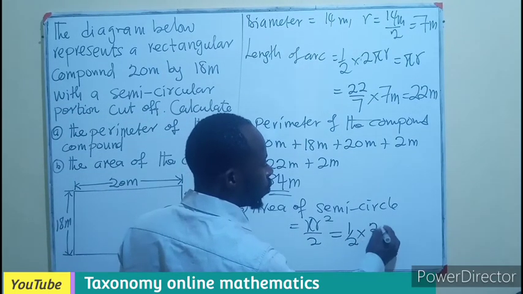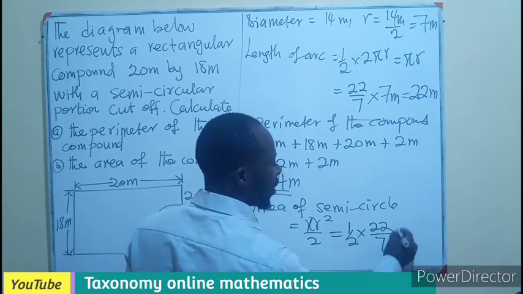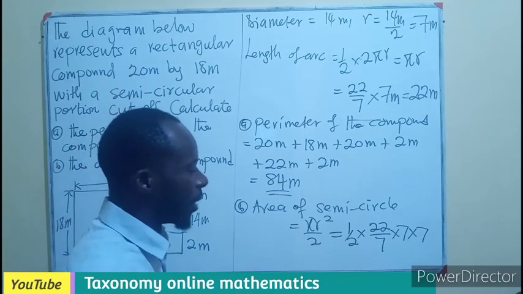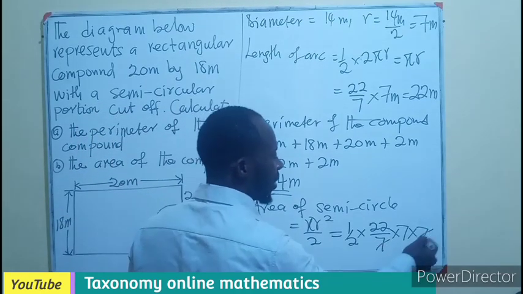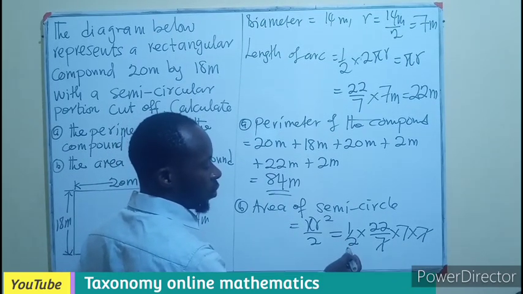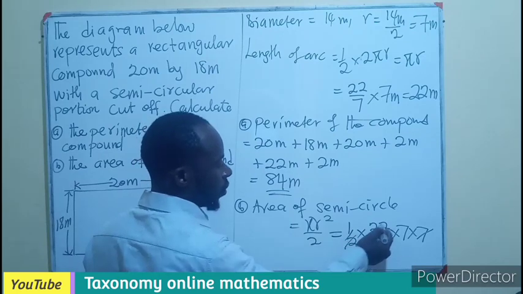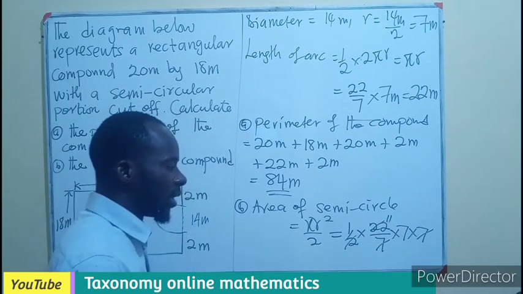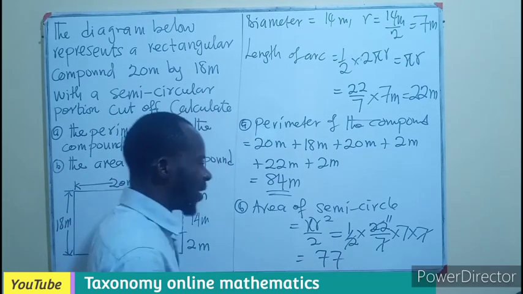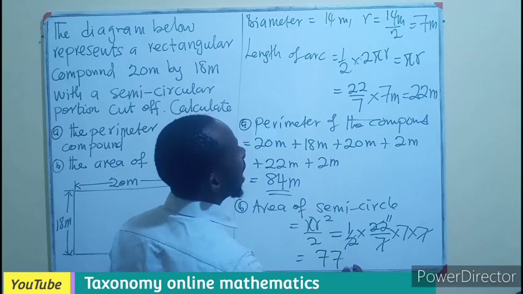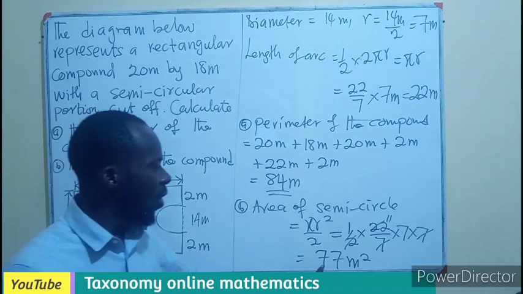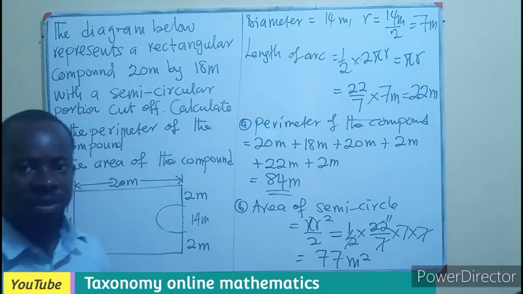Half times 22 over 7 times 7 times 7. This half is just what we are using to multiply. The 7 divided by 7 cancels to give 1. This will also go here, 11. Then 11 times 7 will give us 77. Since we are looking for area, we have meters squared. So the area of the semicircle is 77 meters squared.